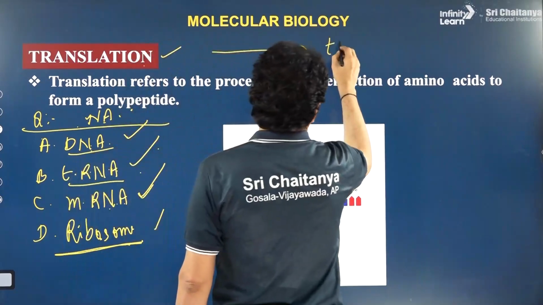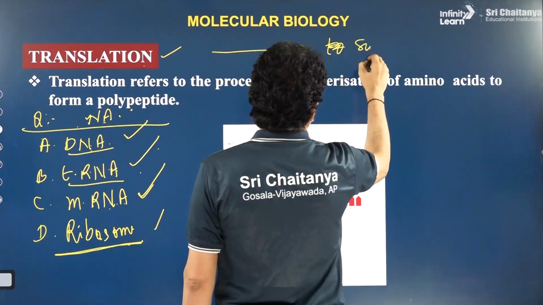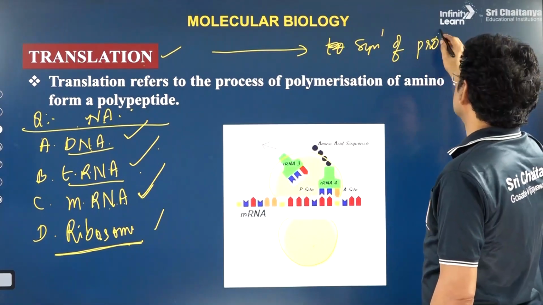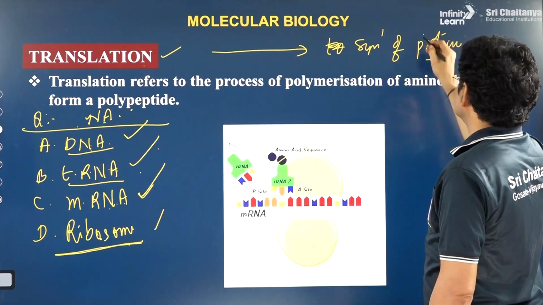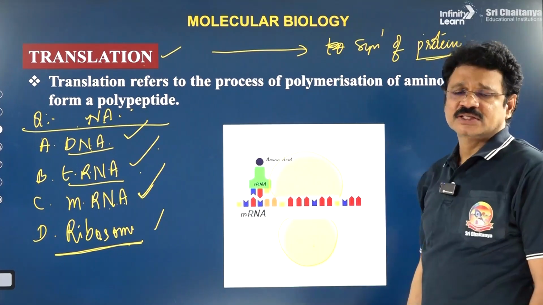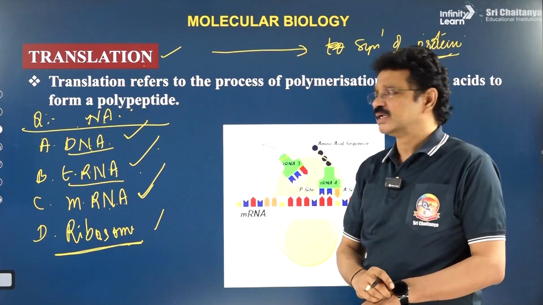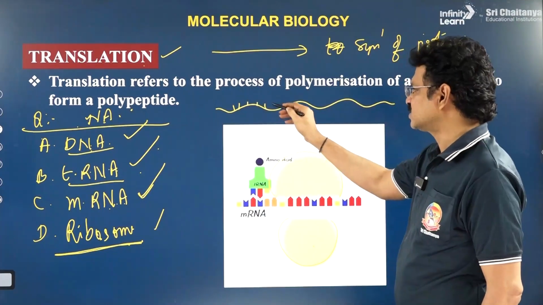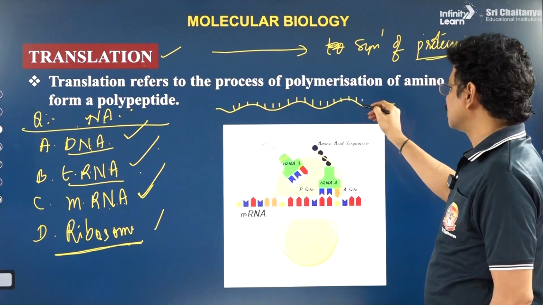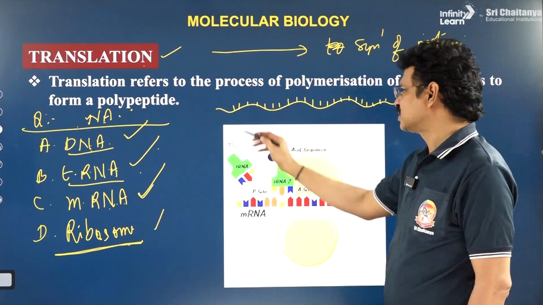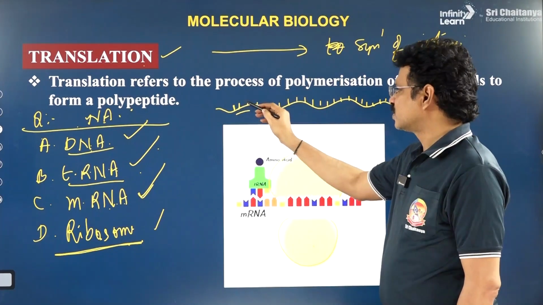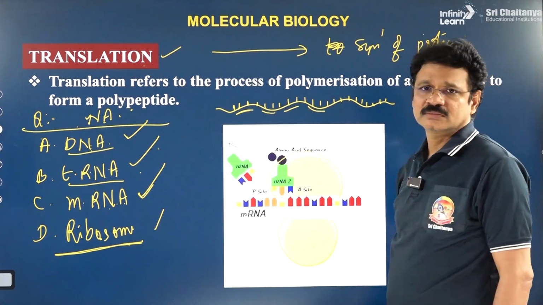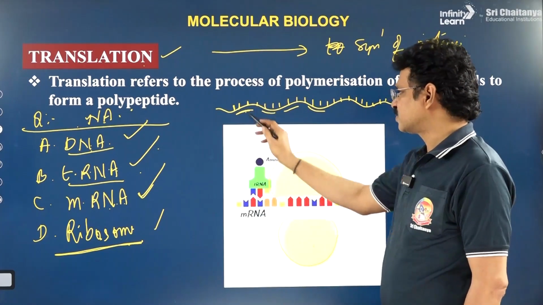Translation is meant for synthesis of polypeptide chain, nothing but protein. To synthesize polypeptides or protein, some information or message is required. That genetic message is loaded on the mRNA molecule in the form of a sequence of nucleotides. Every 3 nucleotides together form one triplet codon, then the second triplet codon, third, fourth. Each and every codon specifies one amino acid.